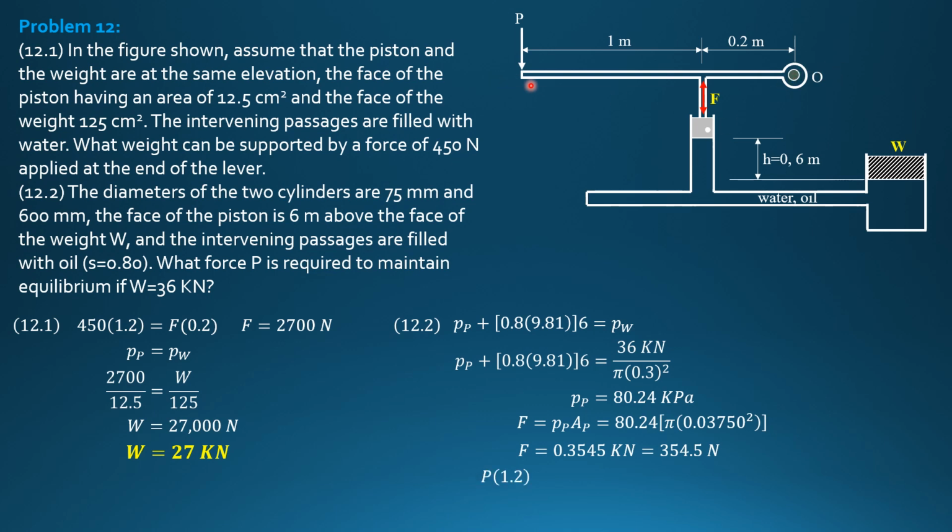Finally, summation of moment about O equals 0. So P times 1.2 equals F, 354.5, times 0.2. So we can now solve for P. P is 59.08 newtons.